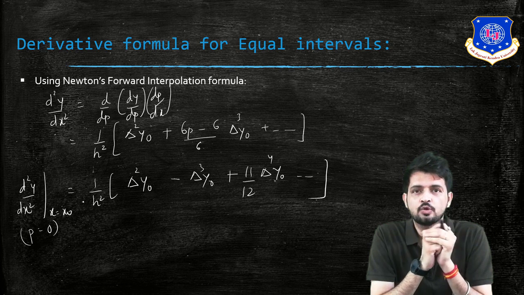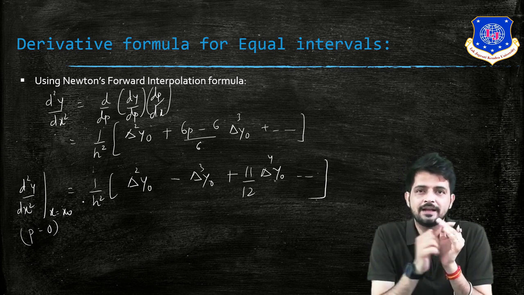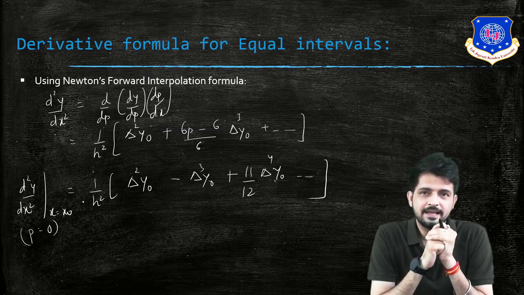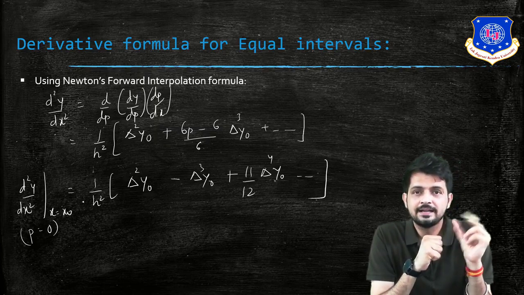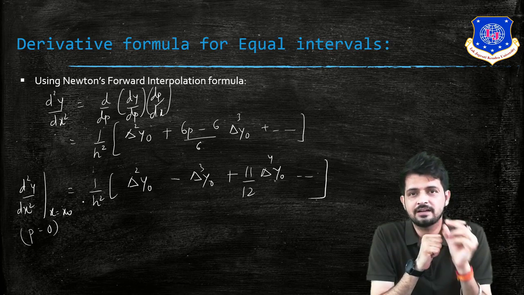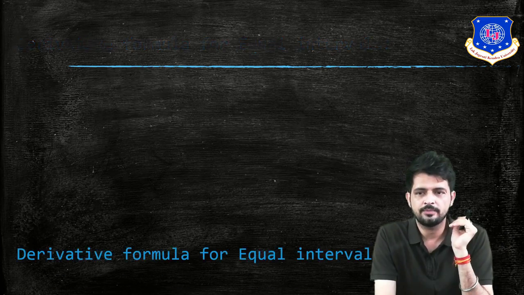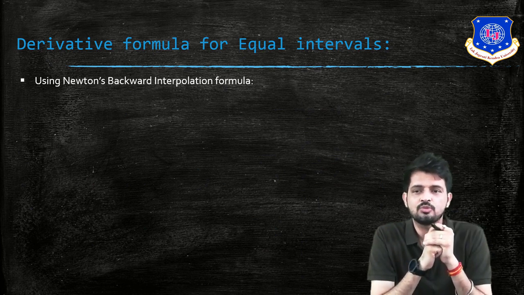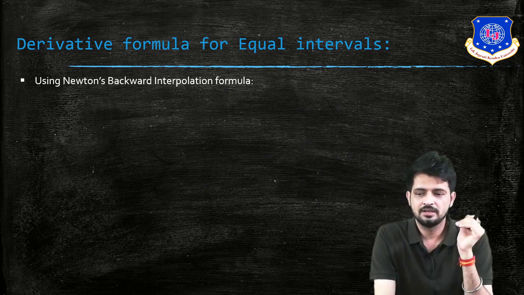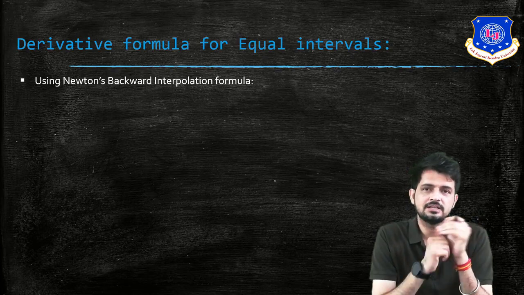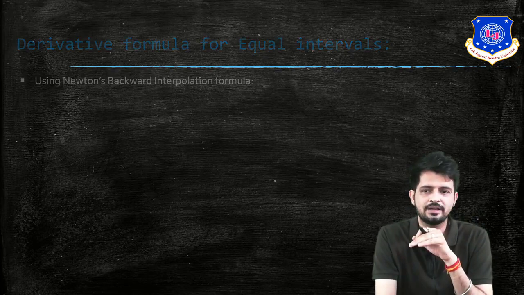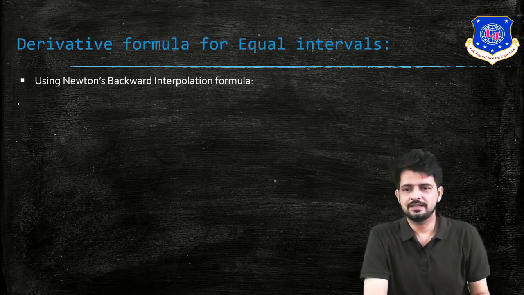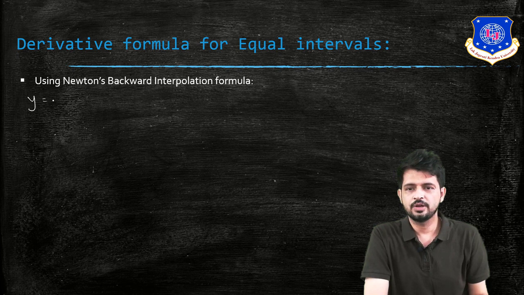And when we have to apply this, if the value of x is near the starting point, then we have to apply forward interpolation. And if the value of x is near the ending point of the x, then we have to apply the backward interpolation formula. Okay. Similarly, you can also derive the same formula for Newton's backward interpolation. But what will be the difference? Instead of y0, we have to use yn. Okay. So first of all, let us write the formula for Newton's backward.